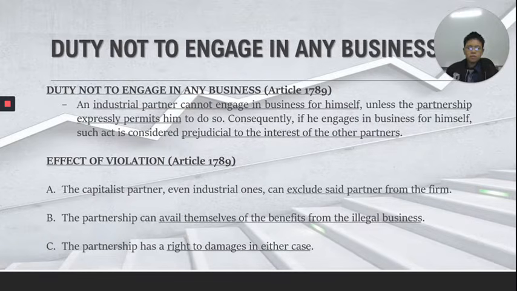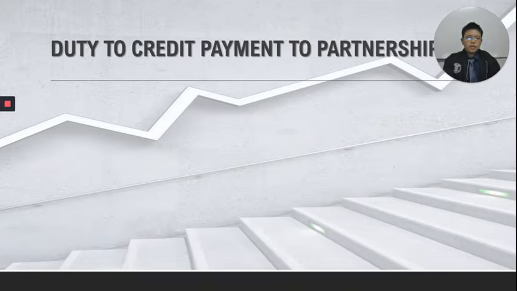The owner of the industry of an industrial partner is the partnership, and he cannot, remember, engage in another business for himself because there is here a conflict of interest with the partnership. The next duty is the duty of a partner to credit payment to the partnership.